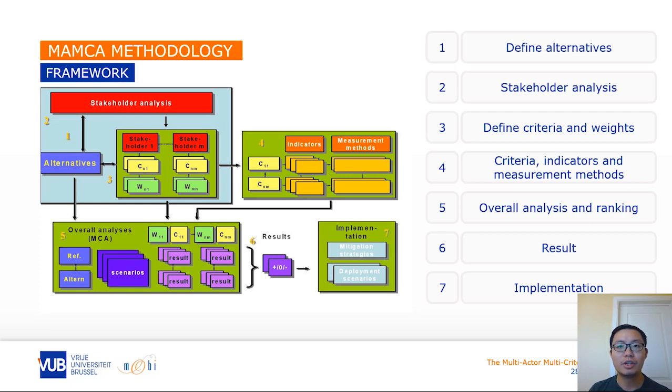It consists of 7 steps: define alternatives, stakeholder analysis, identify criteria and weights, define criteria indicators, overall analysis, result discussion, and implementation. Unlike classic multi-criteria analysis, MAMCA involves stakeholders after defining the alternatives. The stakeholder analysis is conducted, stakeholders are identified, and the criteria tree for each of them can be constructed. In the overall analysis, each stakeholder group will apply individual multi-criteria analysis. They won't influence the evaluation of other groups, and only at the next steps, the result is discussed.